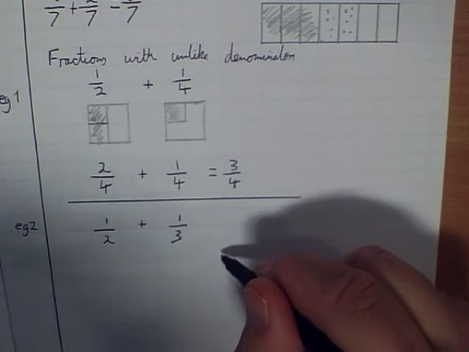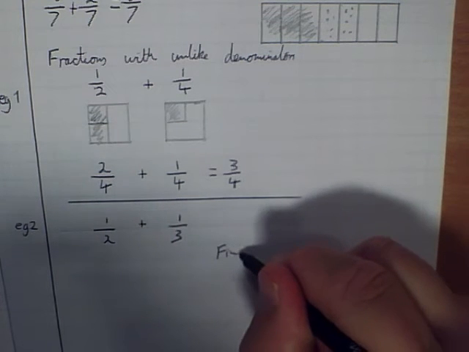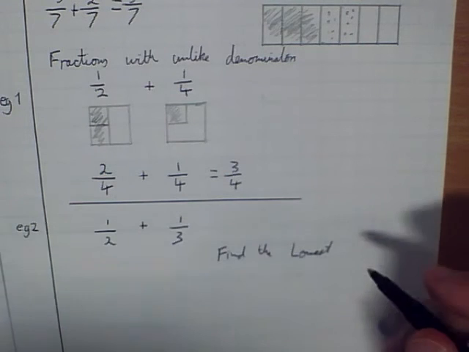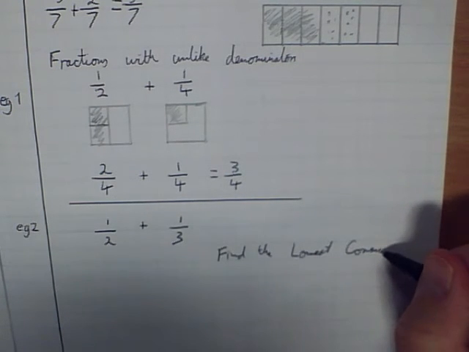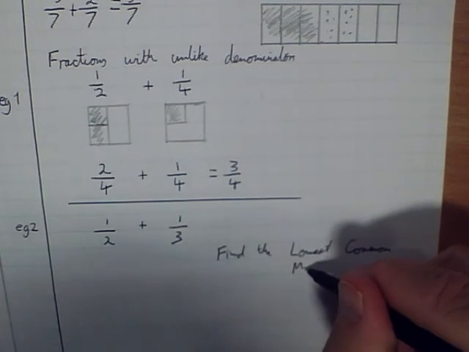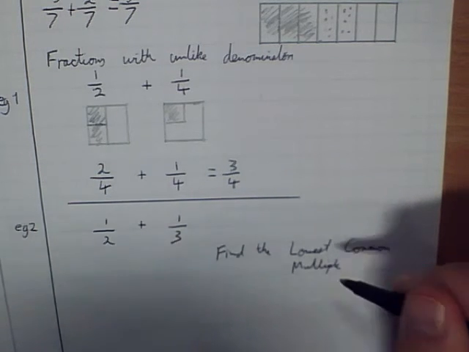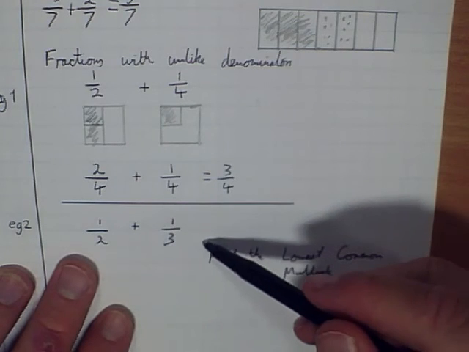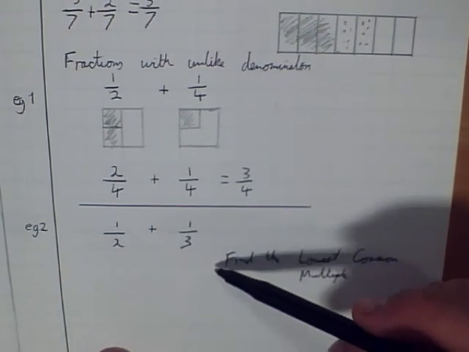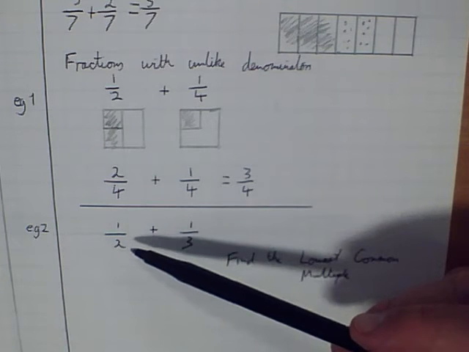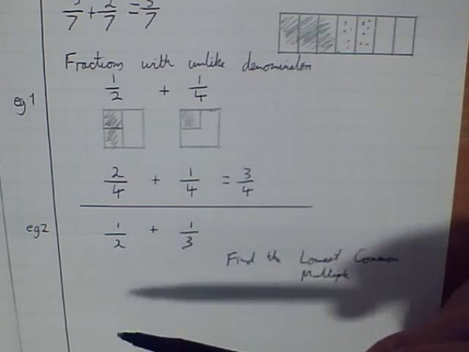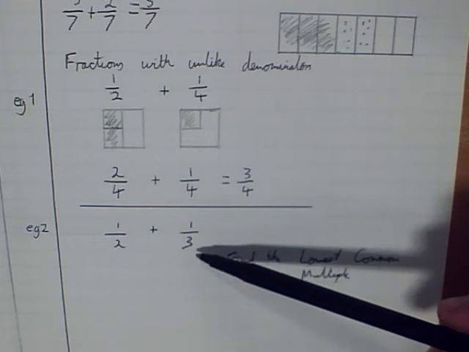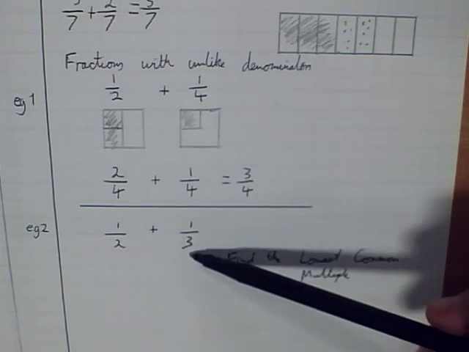So I'm going to find the lowest common multiple. Common means it is a multiple for both of them, so it's shared by both of them. So what's a multiple? That's both a multiple of 2 and a multiple of 3. Now make sure you're not getting confused with factors. Multiples of 2 are 2, because that's 2 times 1, 4, 6, 8, 10 and so on. Multiples of 3 are 3, 6, 9, 12 and so on.